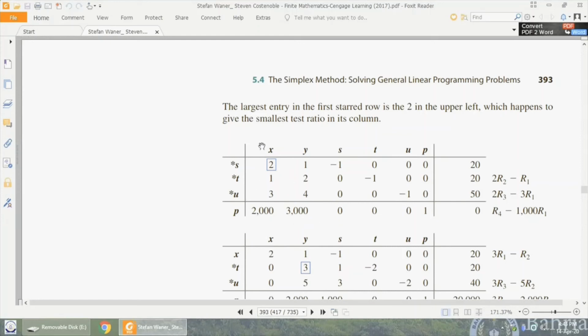So the lowest value lies in the first row, which is R1 in this case. Now what do we have to do to make this 0? We have to subtract something from this to make it 0. So what do we subtract? We multiply this with 1000. So you just number the rows first, 1, 2, 3, 4. So it's going to be R4 minus 1000 of R1.